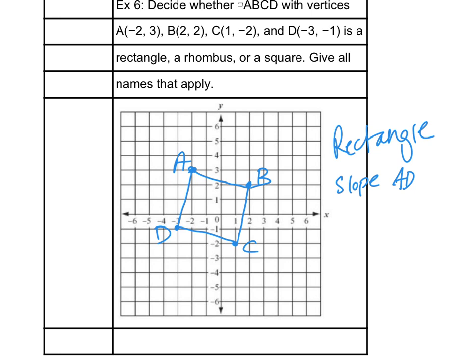And I'm going to do this the pretty simple way. I'm not going to use an equation. I think it's pretty silly to use an equation if I can just look at a graph and count. So starting at D, I go up 1, 2, 3, 4 over 1. So the slope of AD is just 4.